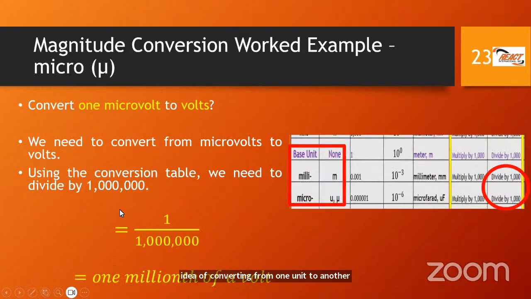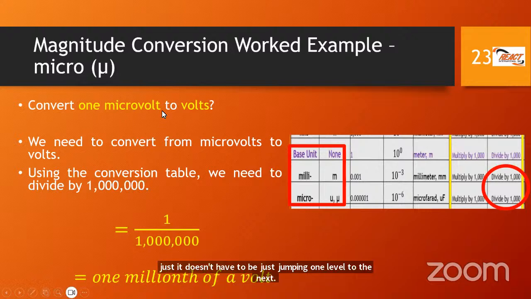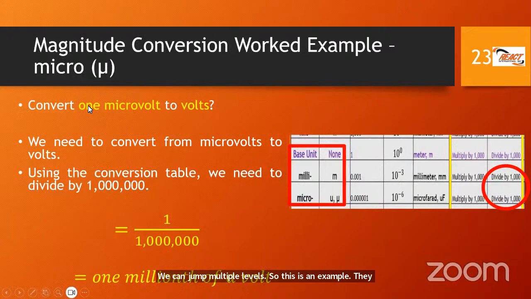All right, let's do another one. This time we are dealing with micro and volts. So we are jumping here now. Remember we said that we can jump between different levels as well. It doesn't have to be just one level to the next. We can jump multiple levels. So this is an example. They have asked us to convert 1 microvolt to volts. So let's see what they're asking us to do. Micro to volts. Volts will be the base unit.